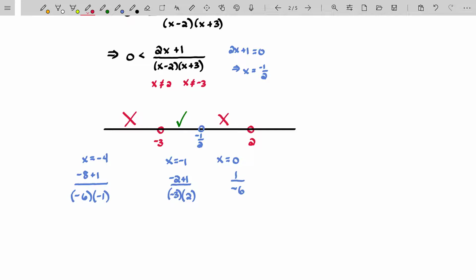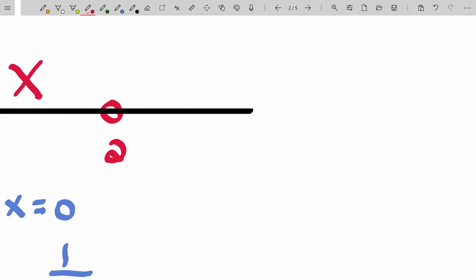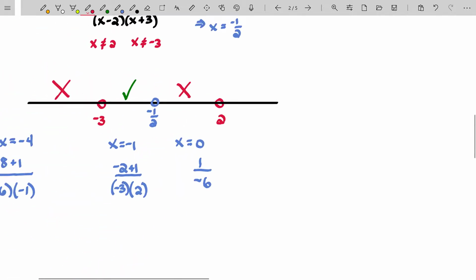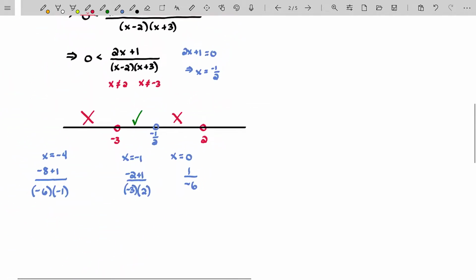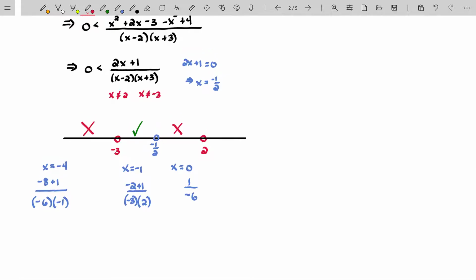And finally, pick any number greater than 2. And in this case, I'll go ahead and showcase what I was mentioning a moment ago. I'm going to plug in a trillion. Well, if you plug in a trillion, then you get a super positive number in the numerator of this fraction, and in the denominator, you get the product of two positive numbers. Well, obviously that fraction is going to be positive, which is exactly what we wanted, so we get to include that region in our solution set.